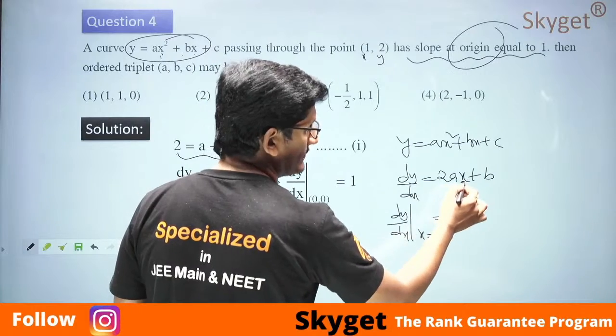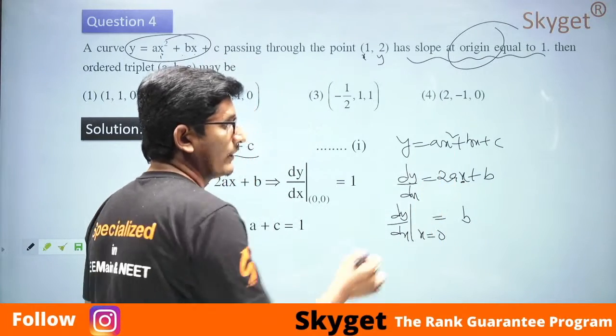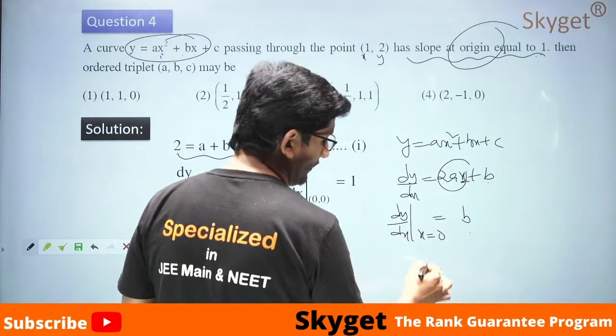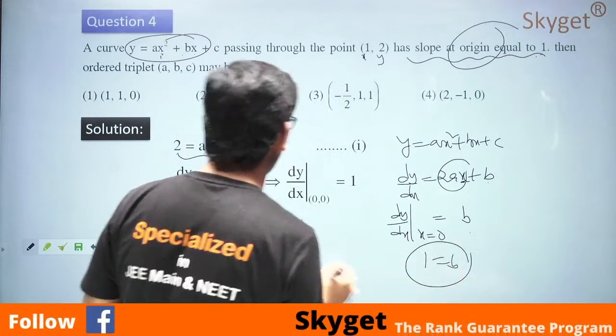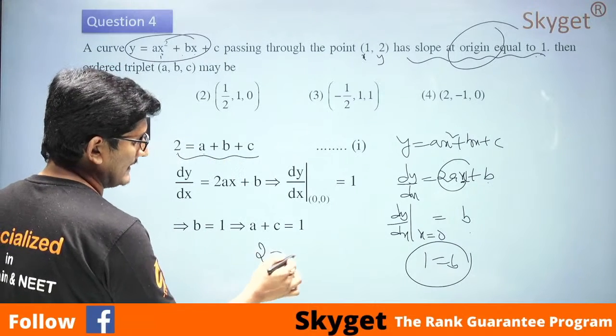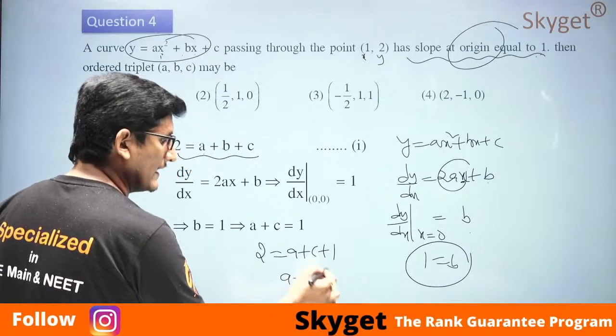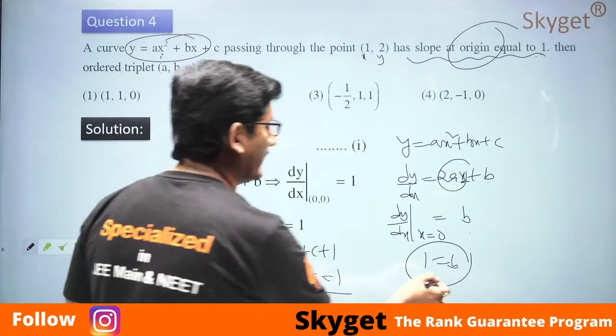That means here this value is 0, and we get b. Enter this value 0: 0 plus b is what? B. And that value is equal to 1. So 1 is equal to b. So b value we got here. Substitute the b value here: 2 is equal to a plus c plus 1. Then a plus c is equal to 2 minus 1, which is 1. A plus c value is 1 and b value is 1.